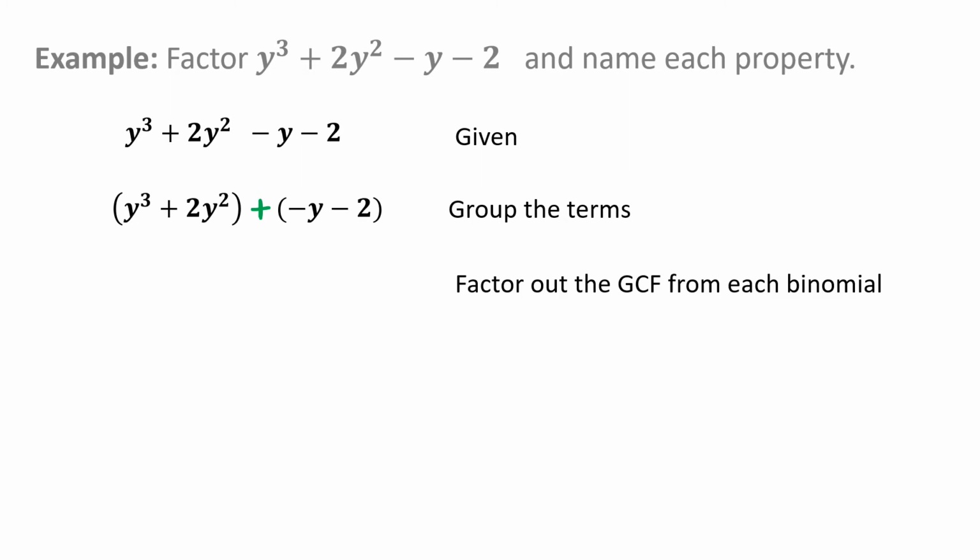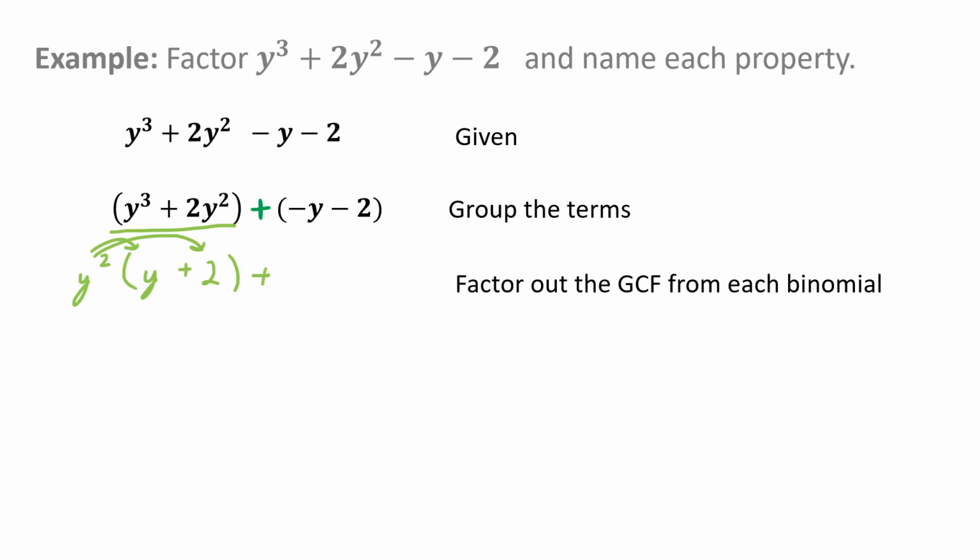We need to factor out the GCF from each binomial. So if you look at the first binomial, y to the third power plus 2y squared, you could factor out a y squared from there. What's remaining? Y plus 2. And you could check this by distributing.